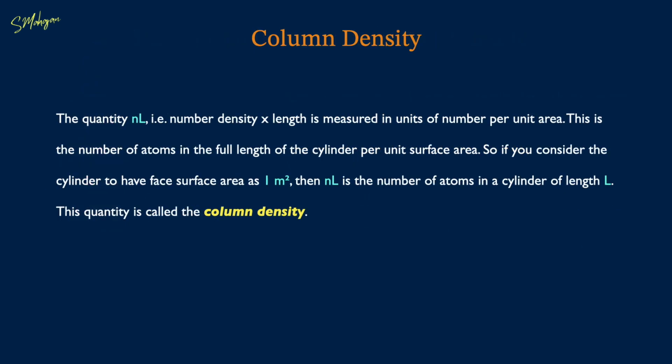The quantity nL, that is the number density times the length, is measured in units of number per unit area. That is the number of atoms in the full length of the cylinder per unit surface area. So, if you consider the cylinder to have a face surface area of 1 meter squared, that is A is equal to 1 meter squared, then nL is the number of atoms in a cylinder of length L. This quantity is called the column density. So, optical depth depends upon the properties of the material, that is the cross-section, the density of particles, and the total size of the absorbing region.